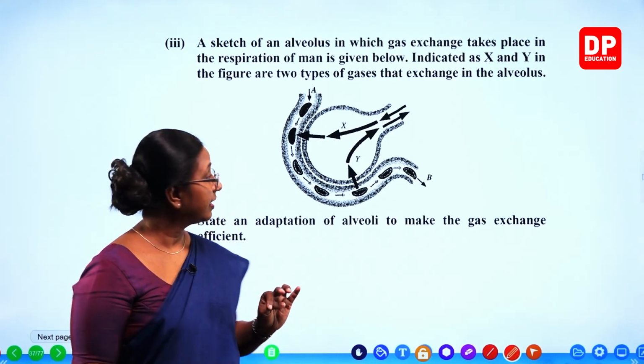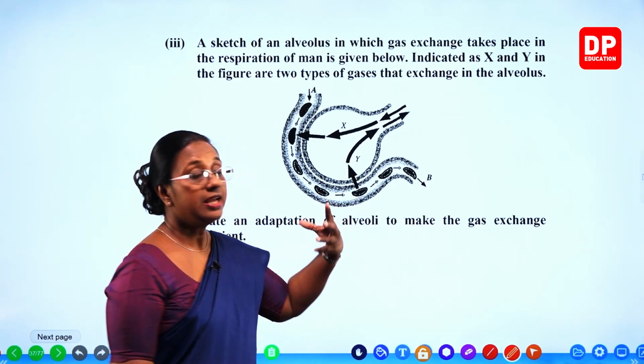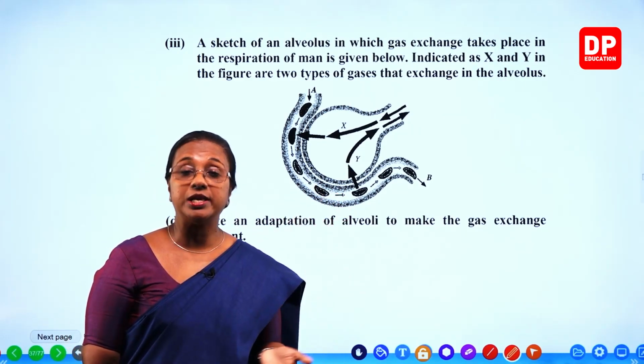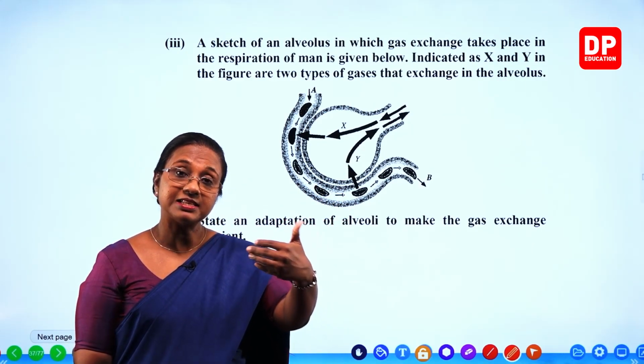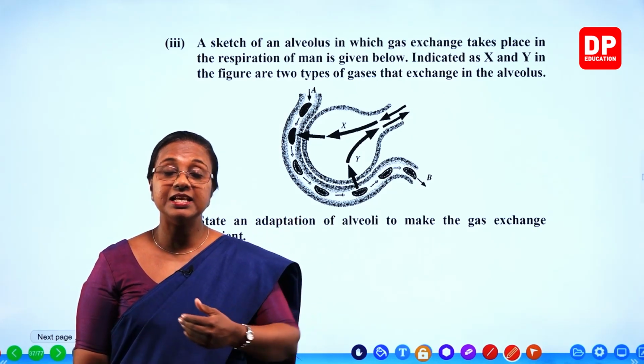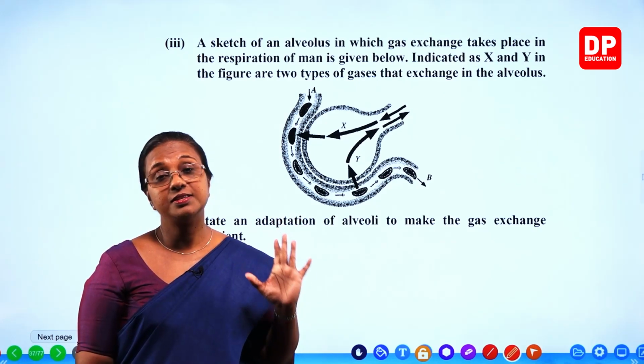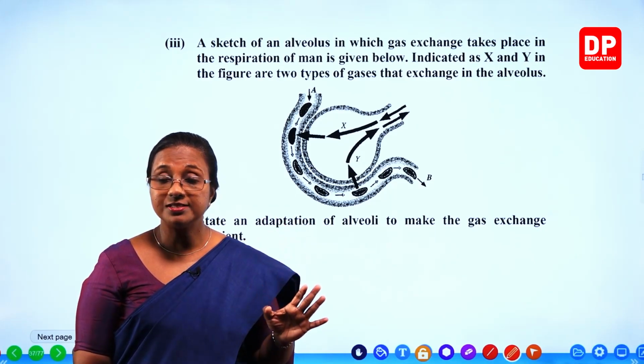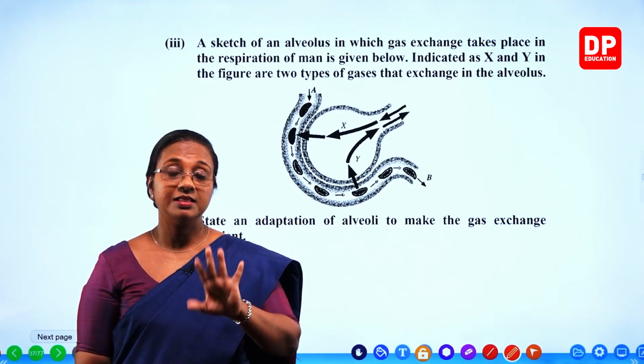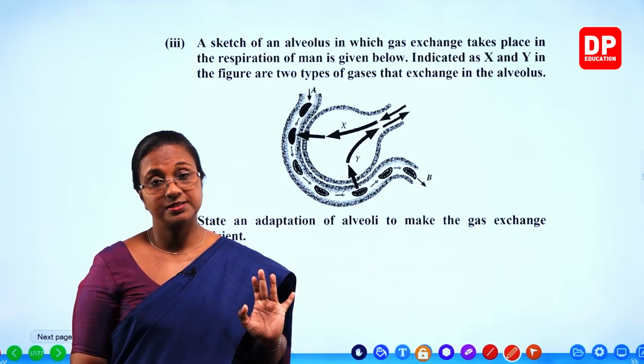For efficient gas exchange, the diffusion, it is better if it is moist, so that the gases can dissolve with the moisture and easily diffuse. So the surface is always moist. How does that happen? There is mucus that keeps the surface moist.